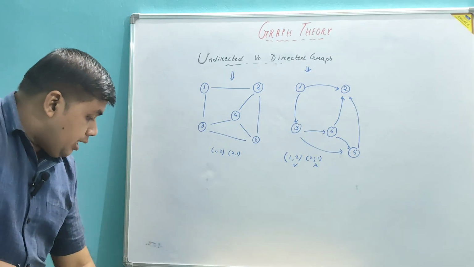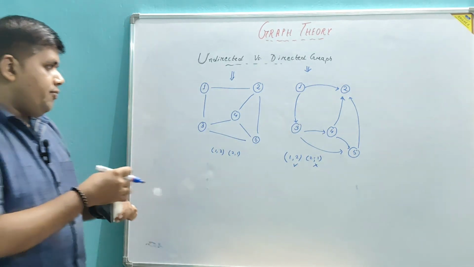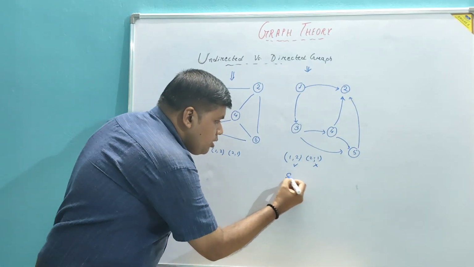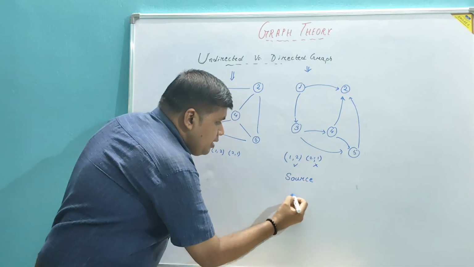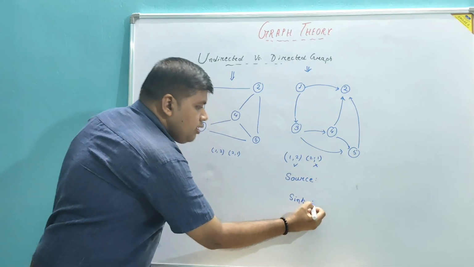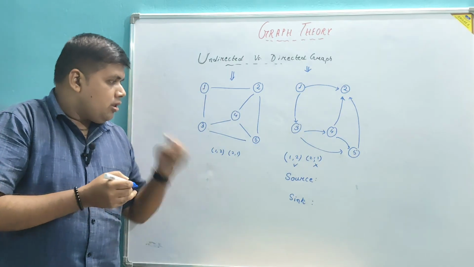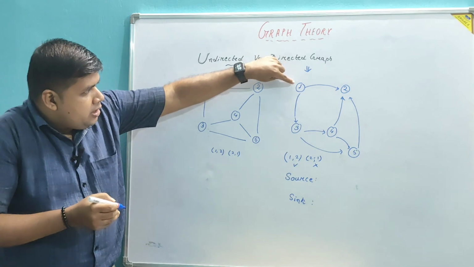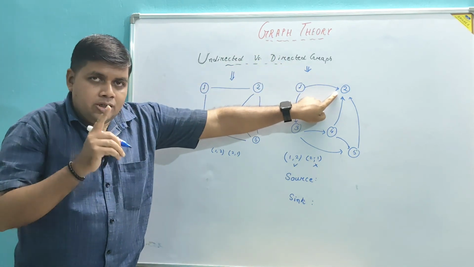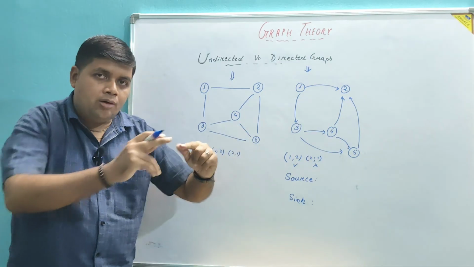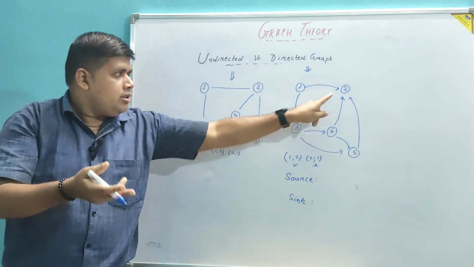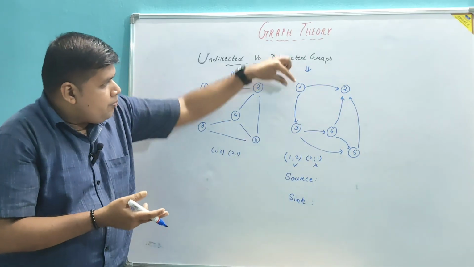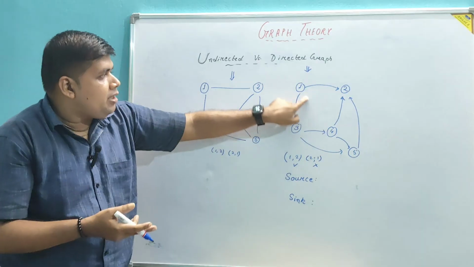Now, while discussing directed and undirected graphs, several concepts come up. One major concept is source and sink. So what is the meaning of source and sink? If you observe carefully on this graph, the node 2, or the vertex 2, has no outgoing edge. There is no outgoing edge from 2. Similarly, if you observe node 1, there is no incoming edge to 1.